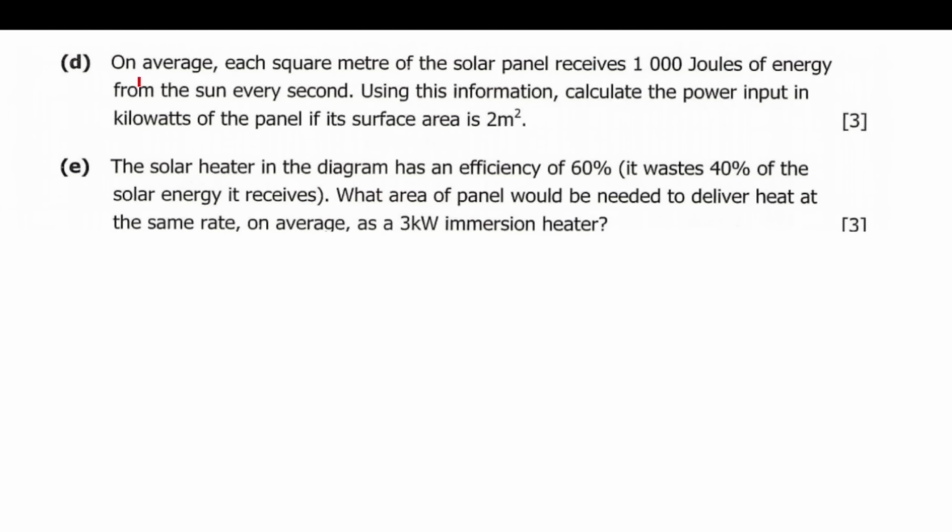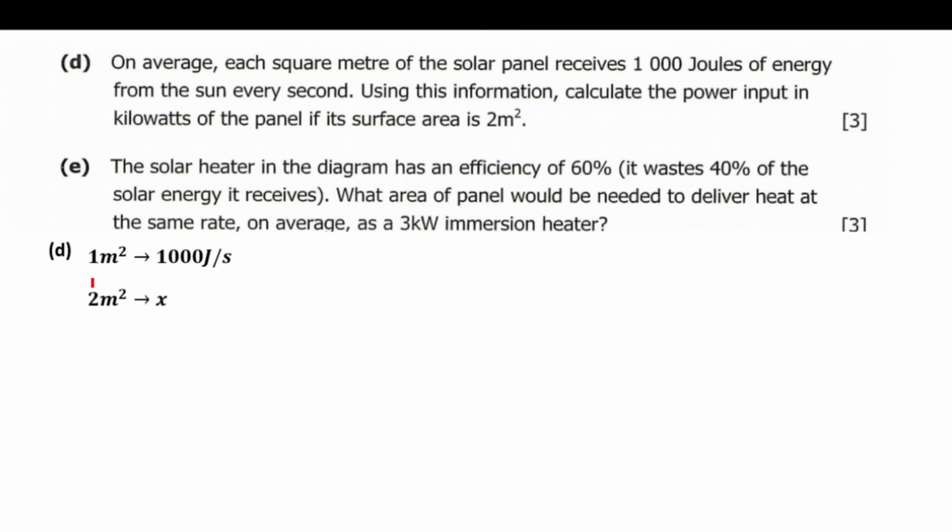Then D says, on average, each square meter of the solar panel receives 1,000 joules of energy from the sun every second. Using this information, calculate the power input in kilowatts of the panel if its surface area is 2 square meters. So in answering question D, on average each square meter receives an average power. It receives 1,000 joules of energy from the sun per second, which means this is the power.